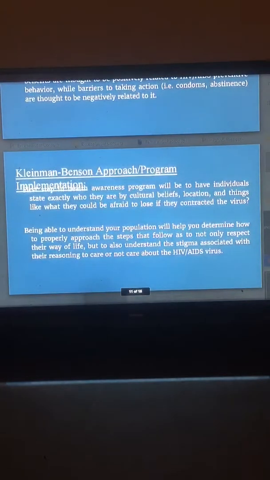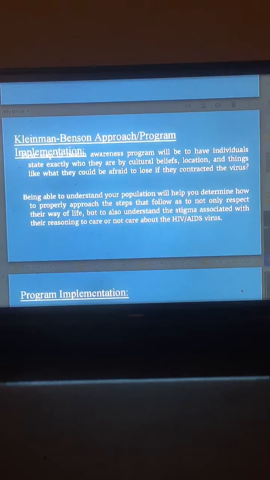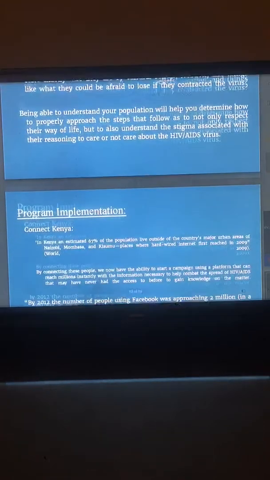In the Kleinman-Benson approach, the awareness program will have individuals state exactly who they are by cultural beliefs and location, and things they could say, such as, what would you be afraid to lose if you contracted the virus? Being able to ask those questions and understand your population is what's going to help you determine how to properly approach the steps that follow, not only to respect their way of life, but also to understand the stigma, the stressors, and everything else associated with their reasoning, whether they care or not about contracting HIV/AIDS.